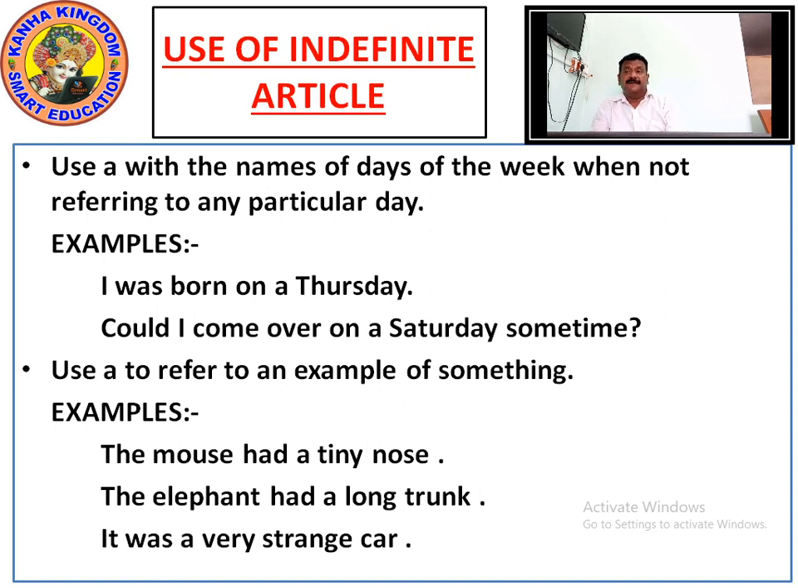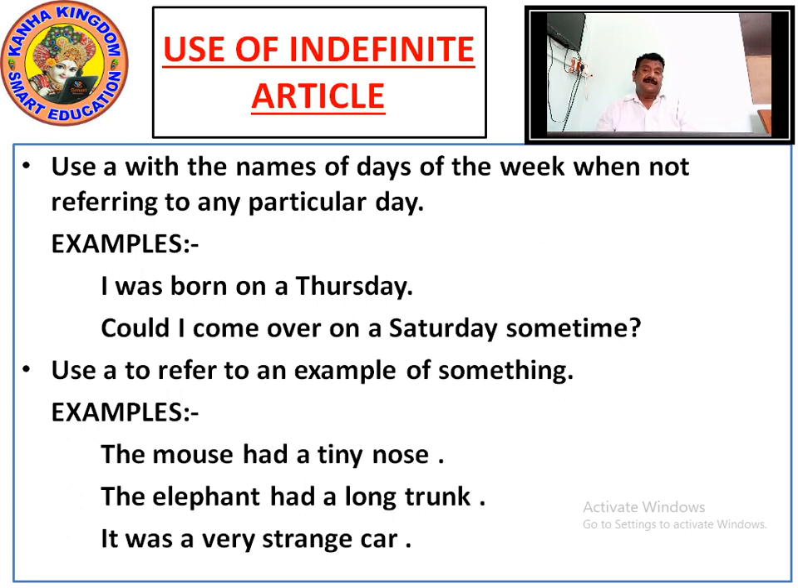Now use a to refer to an example of something. The mouse had a tiny nose. The elephant had a long trunk. Let's talk about the trunk. It was a very strange car.